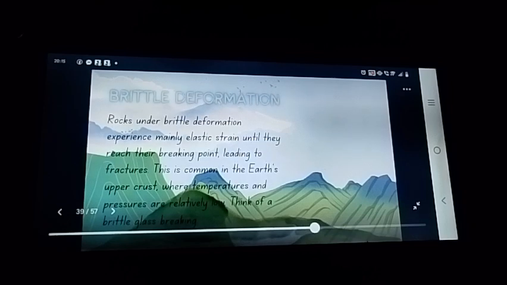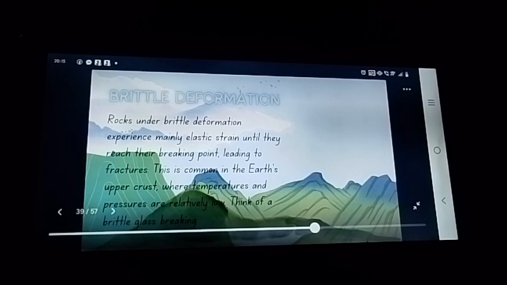So, brittle deformation. Rocks under brittle deformation experience mainly elastic strain until they reach their breaking point, leading to fractures. This is common in the Earth's upper crust, where temperatures and pressures are relatively low. Think of a brittle glass breaking. Imagine a glass bottle. If you squeeze it gently, it might bend a little, but if you squeeze too hard, it will shatter.